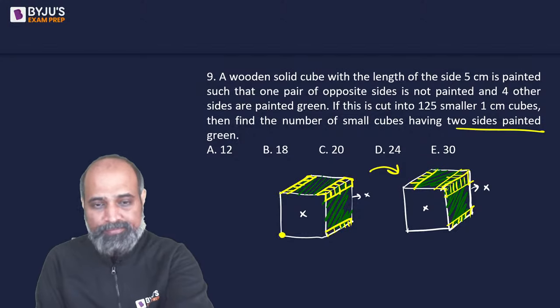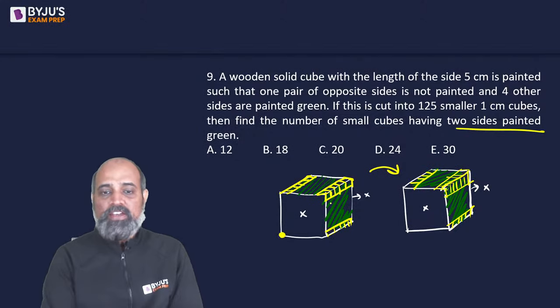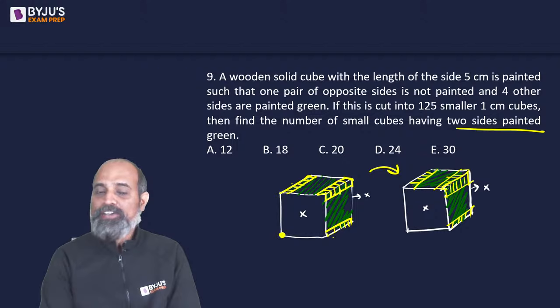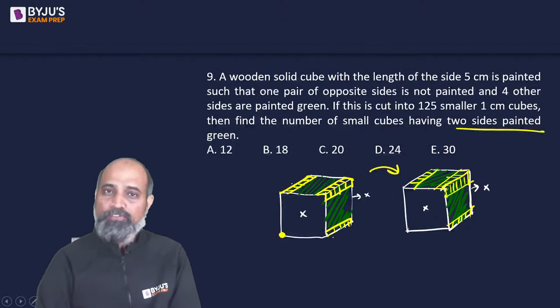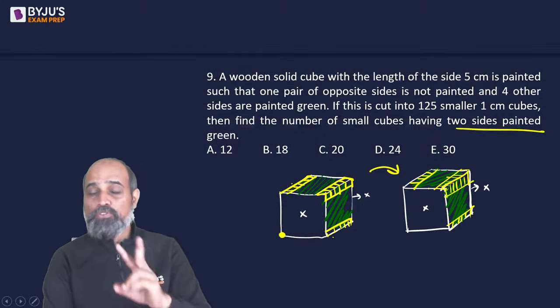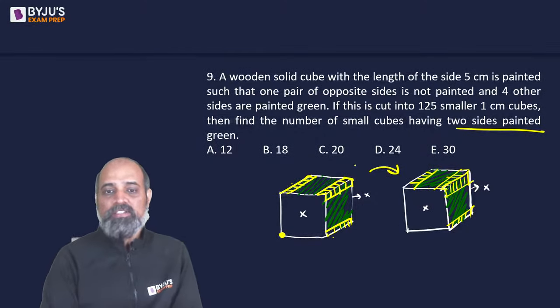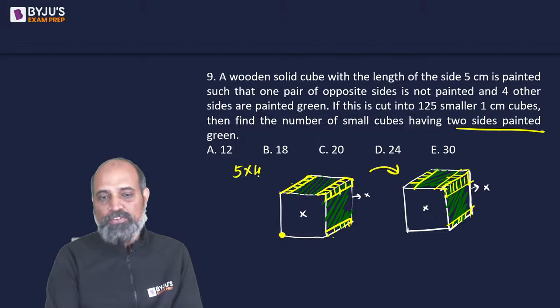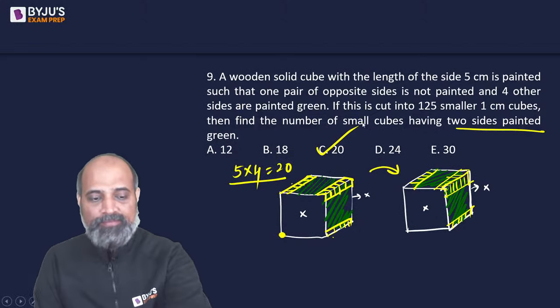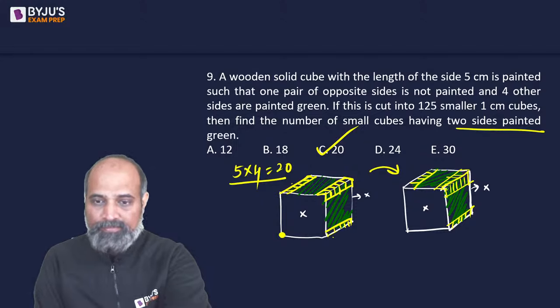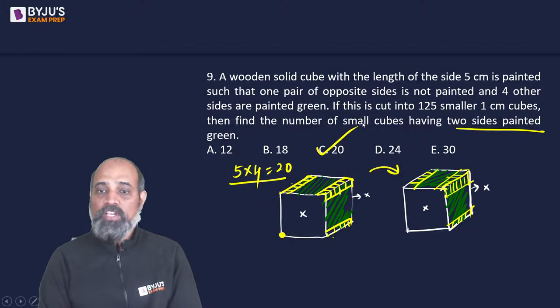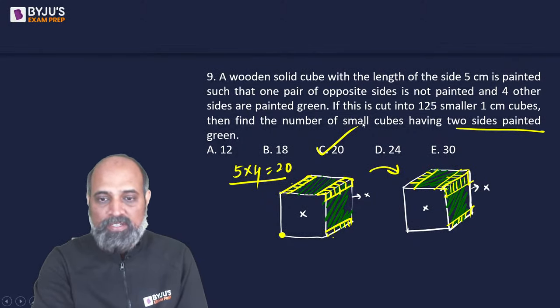How many? 5, 5, 5, 5 करते हुए 4 times, right? Because there are 4 edges along which we will find cubes having 2 faces painted. So 5 into 4, which will be 20. See? ठीक है? Okay.